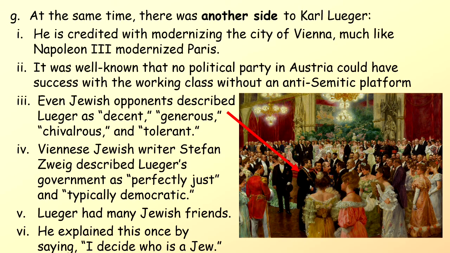It was well known that no political party in Austria could have success with the working class without an anti-Semitic platform. Even Jewish opponents described Lueger as decent, generous, chivalrous, and tolerant. Viennese Jewish writer Stefan Zweig described Lueger's government as perfectly just and typically democratic. Lueger had many Jewish friends. He even explained this once by saying, "I decide who's a Jew."